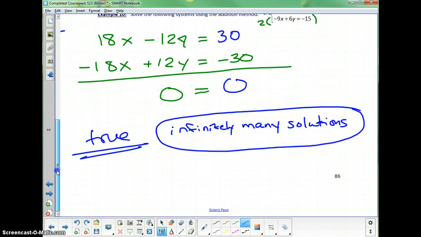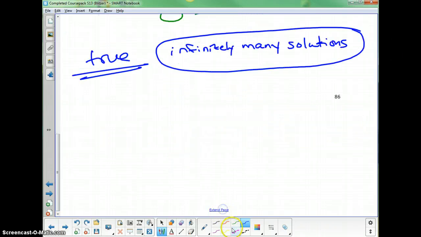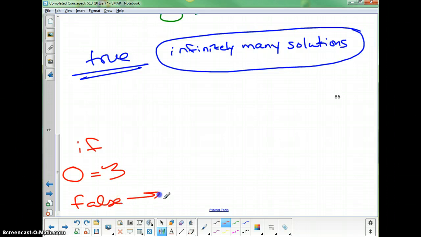Now it could have happened, and I almost made a mistake and had it happen, but it could have happened that we would have gotten a false statement. If, for example, 0 is equal to 3, this is not true. That would have led to the answer no solution. Okay, so you could see how easily that could have happened. I almost had it happen here on accident.